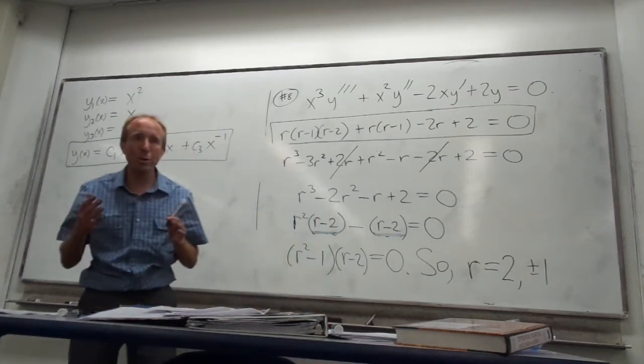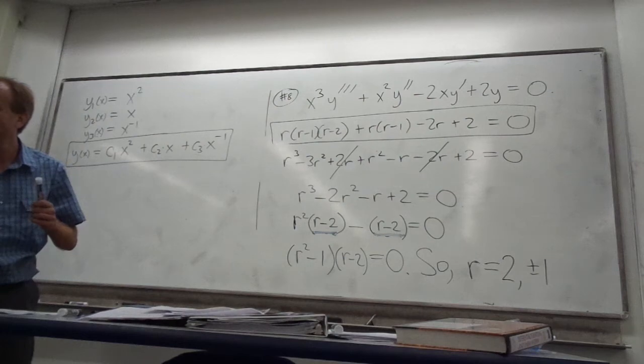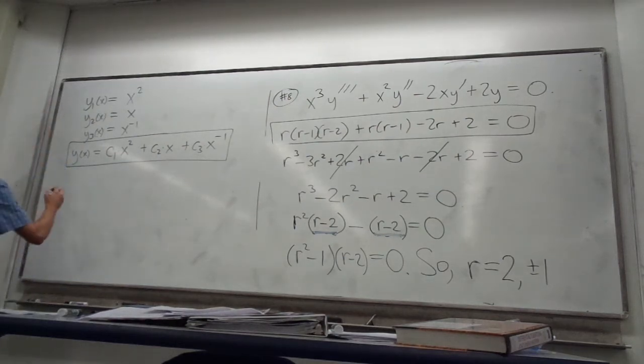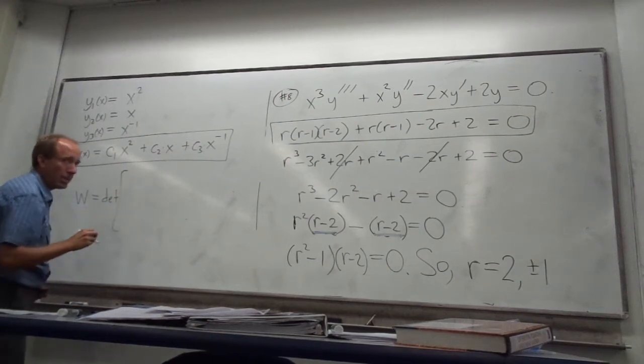Okay, what's the tool that we use to check for linear independence? The Wronskian, exactly. So the Wronskian is what we need to do, the determinant, right? What size matrix am I going to have here?